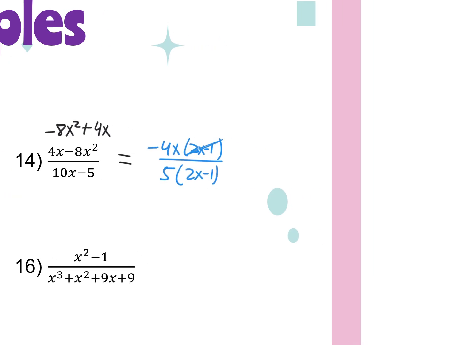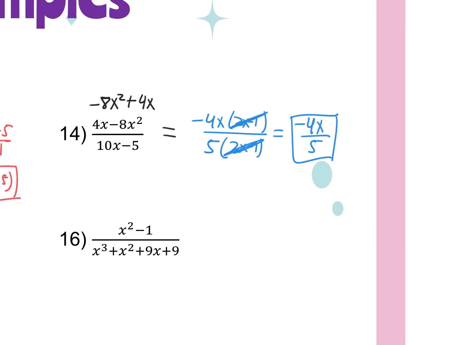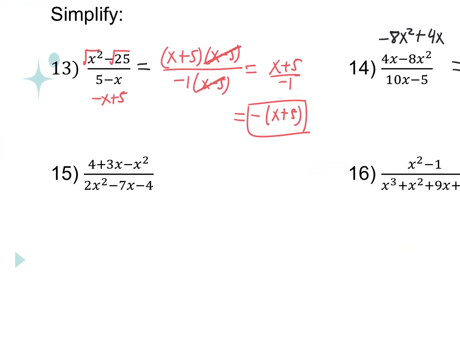And now it looks like we have the same thing on the top and on the bottom, that 2x minus 1. So I'm left with a negative 4x over 5. Nothing more we can do to that. Nothing else cancels. That's our final answer. All right. 2 more just like that.